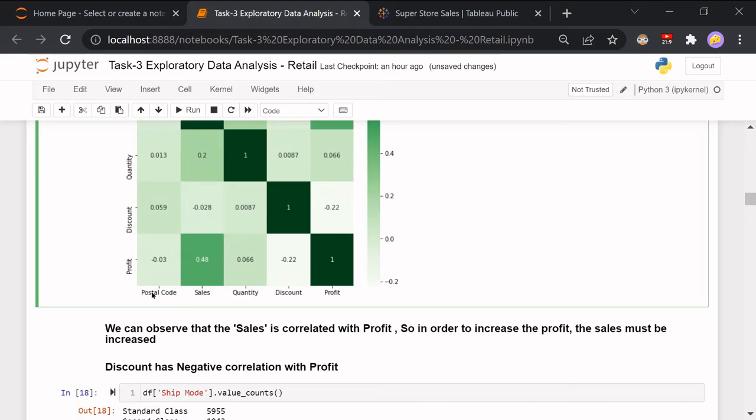And the second important thing is that the quantity and the profit are highly positively correlated with the sales. That is, if the sales increase, the profit will also increase. Here I have also written, we can observe that the sales is correlated with profit. So in order to increase the profit, the sales must be increased. How can the sales be increased?